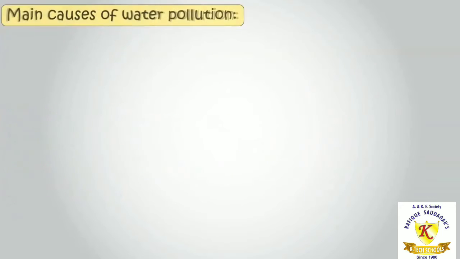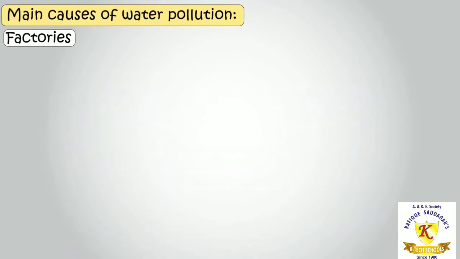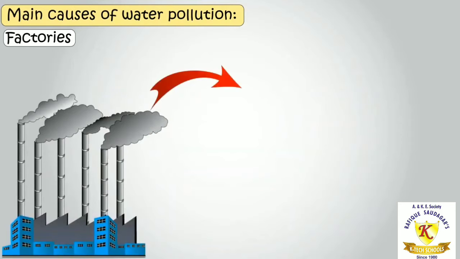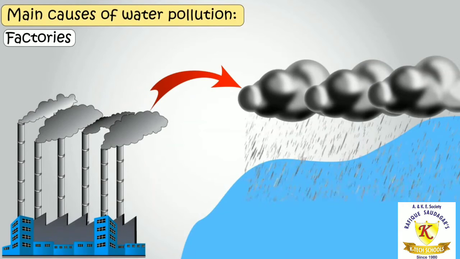Now, we will learn what are the main causes of water pollution. Factories and industries release a lot of waste directly into the nearby water bodies and thus make it polluted. Most factories and industries release smoke through their chimneys, which reaches the water along with polluted rain. So it pollutes the water.